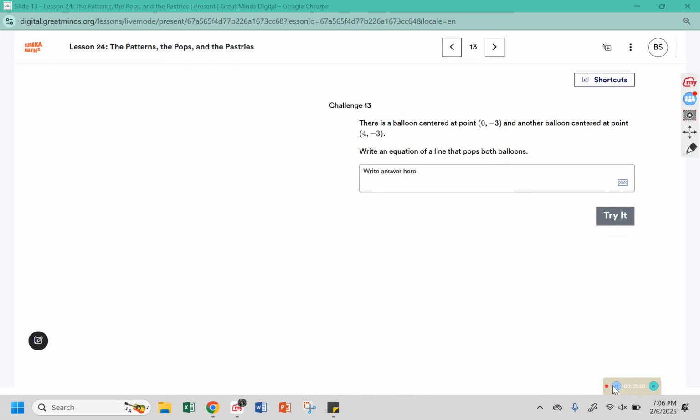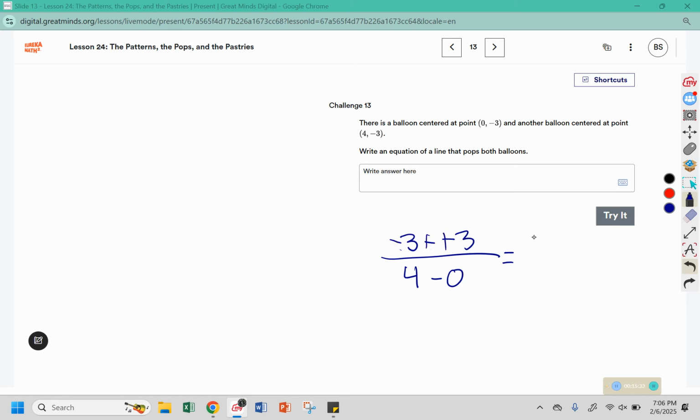There is a balloon centered at the point (0, -3), and another balloon centered at the point (4, -3). Okay, so if we're looking for the slope here, the y values subtracted divided by the x values subtracted. 3 minus -3, or 3 plus 3, is 0. 4 minus 0 is 4. That gives us a slope of 0.